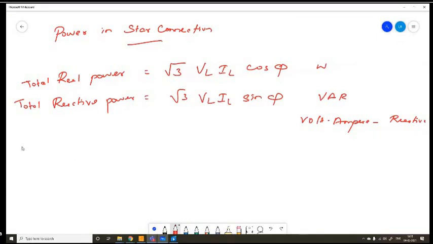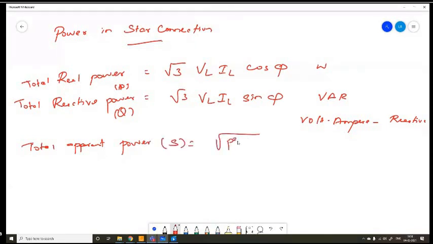And then this we denoted as P and this we denoted as Q, and the total apparent power S was found to be root of P square plus Q square, which was root 3 VL into IL. So this was volt ampere. So kindly note this if you had written it by mistake as watt.